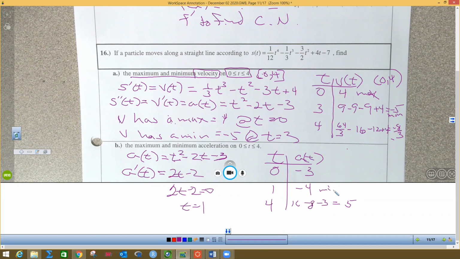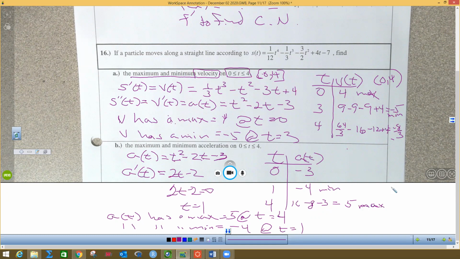So here's my min, here's my max, and I have to write down acceleration has a max equal to 5 at t equals 4, and acceleration has a min equal to -4 at t equals 1. So that's how you got to write them.